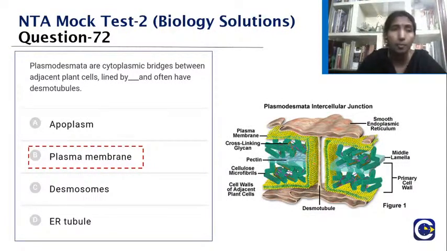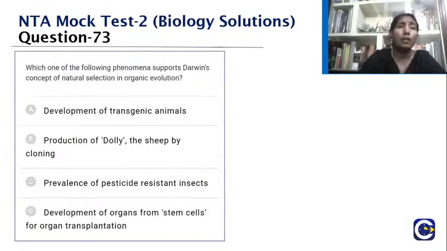Yes, excellent, Tasmin. Which one of the following phenomena supports Darwin's concept of natural selection in organic evolution? The options are development of transgenic animals, production of Dolly the sheep by cloning, prevalence of pesticide resistant insects, development of organs from stem cells for organ transplantation. The concept of natural selection is survival of the fittest. So the relevant answer is what?